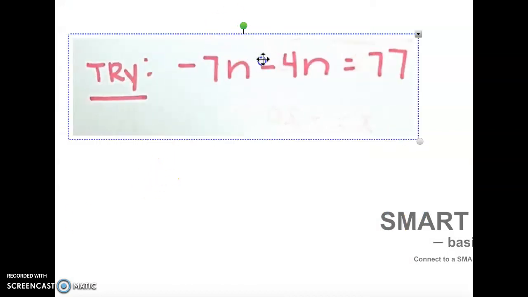Now here's the last one for you to try. Negative 7n minus 4n equals 77. Again, if you need to look back at the section of the video that we just completed, please do that and then put your answer right here.